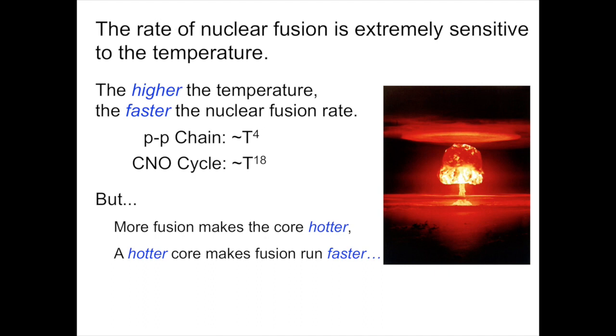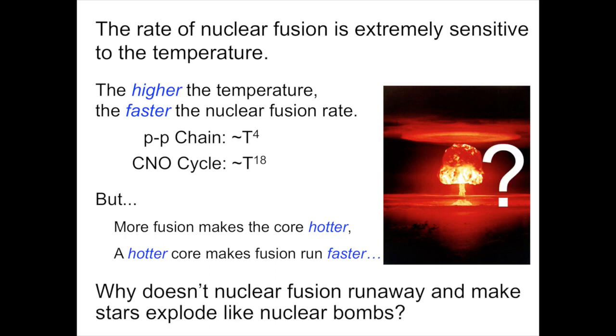Fusion releases energy in the form of photons. Those photons go into the gas, hit the gas, are absorbed, and heat the core. But as you heat the core up, you increase the rate of fusion. So more fusion makes the core hotter, but a hotter core makes the fusion run faster, which makes the core hotter, which makes the fusion run faster. It sounds like a snowball running down a hill. It's an unstable positive feedback.